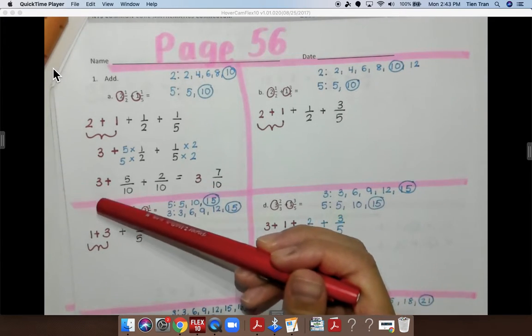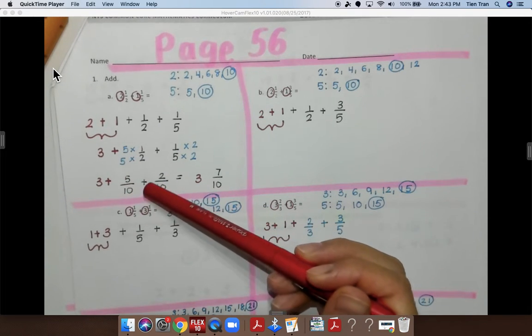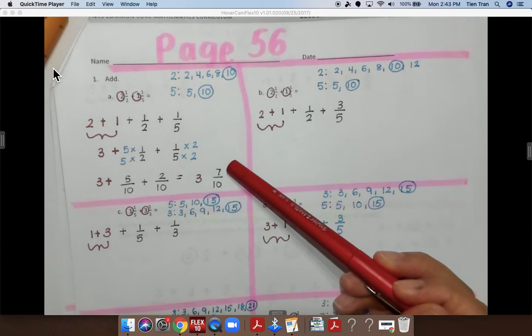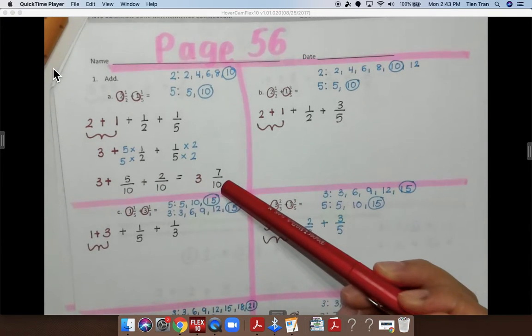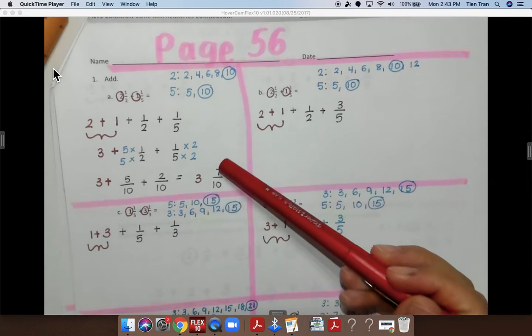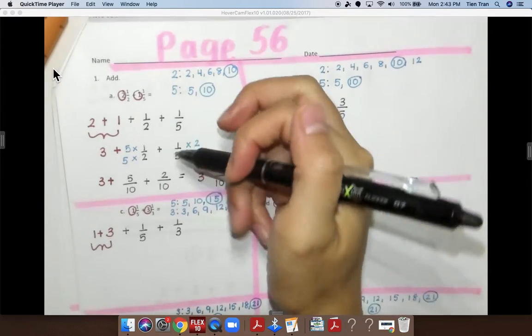So now we have our whole number 3. I just brought it right down, and we're adding 5 tenths plus 2 tenths. We know that 5 plus 2 is equal to 7, and our denominator is equal to 10. And my whole number is a 3. So I have 3 and 7 tenths as my final answer.